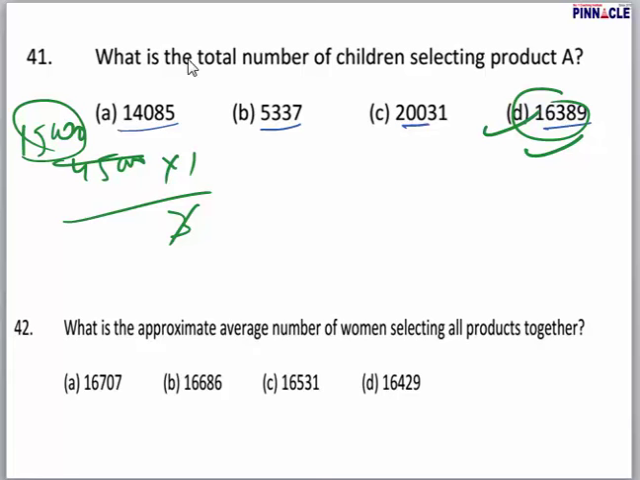The next question is, what is the approximate average number of women selecting all products together? Average number of women selecting all products together. Let's see whether the answers are close or not.